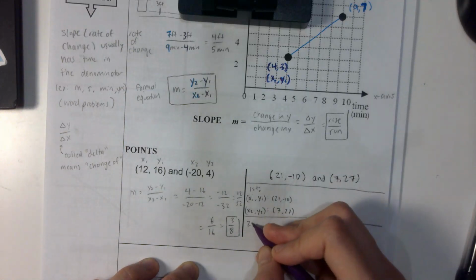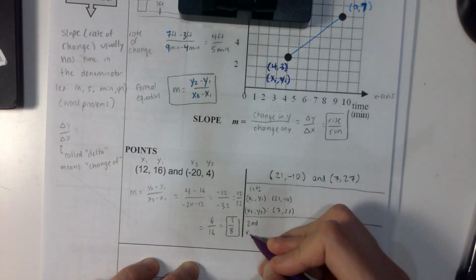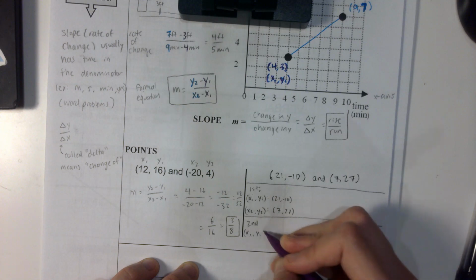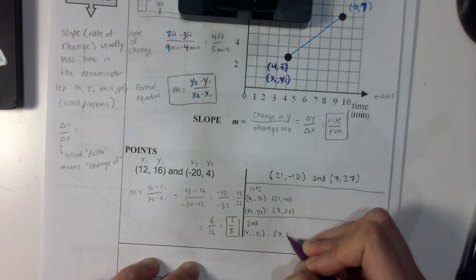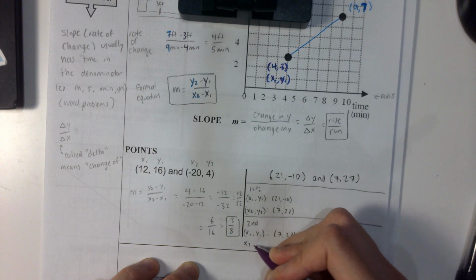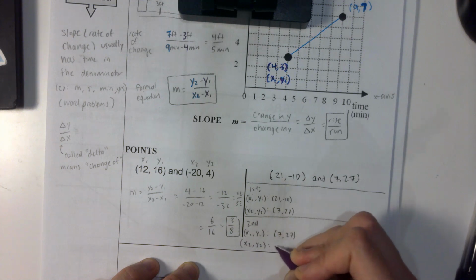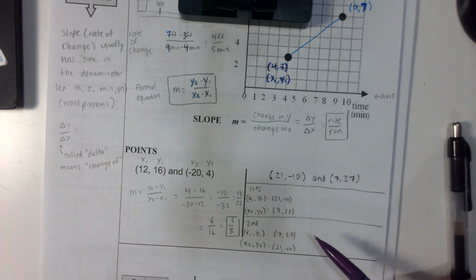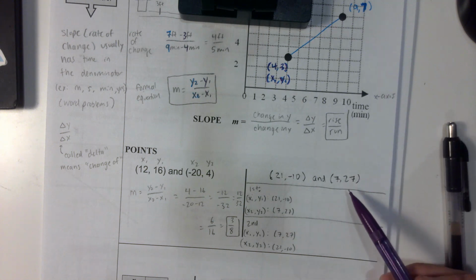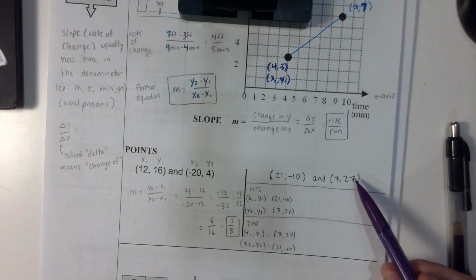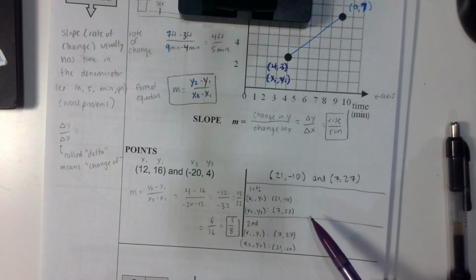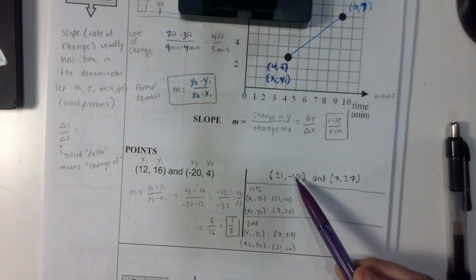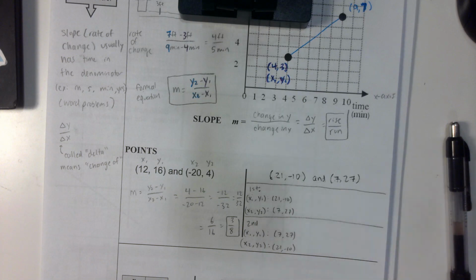And then in the second version, we're going to switch it. x1, y1 is going to be 7, 27, and x2, y2 is going to be 21, negative 10. I just want to show you it doesn't matter which point you do first. You just have to make sure you keep them together. It's always going to be y minus y and x minus x, not x and y minus each other. So you just want to keep it in the right order.